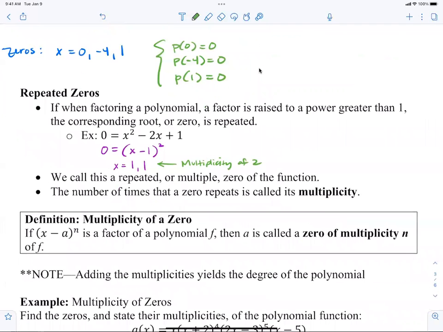So our more formal definition of multiplicity of a 0 is if your polynomial has a factor x minus a to the nth power, then a is our 0 with a multiplicity of n. So the exponent to the factor tells us the multiplicity, the number of times it occurs, and a is the 0. And then a note under there, adding the multiplicity yields the degree of the polynomial.